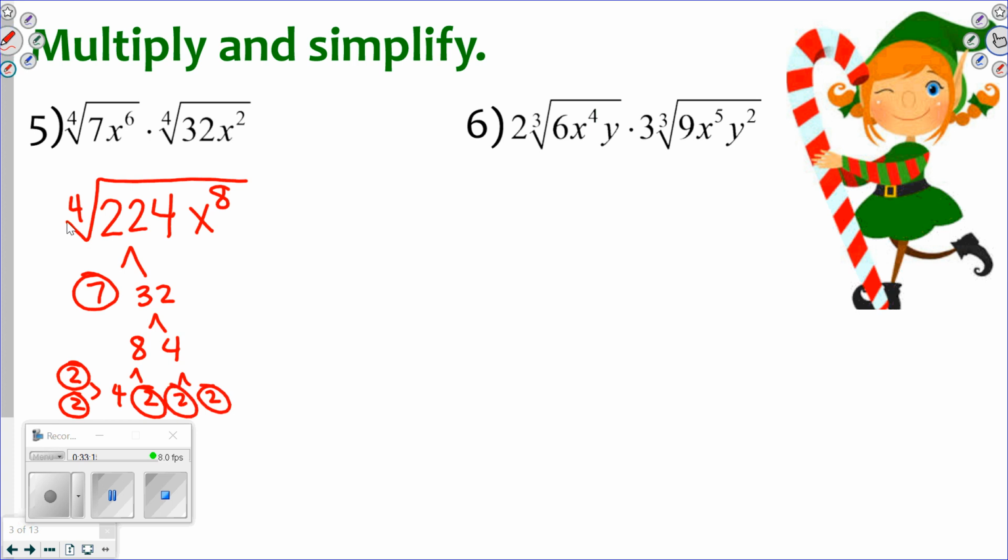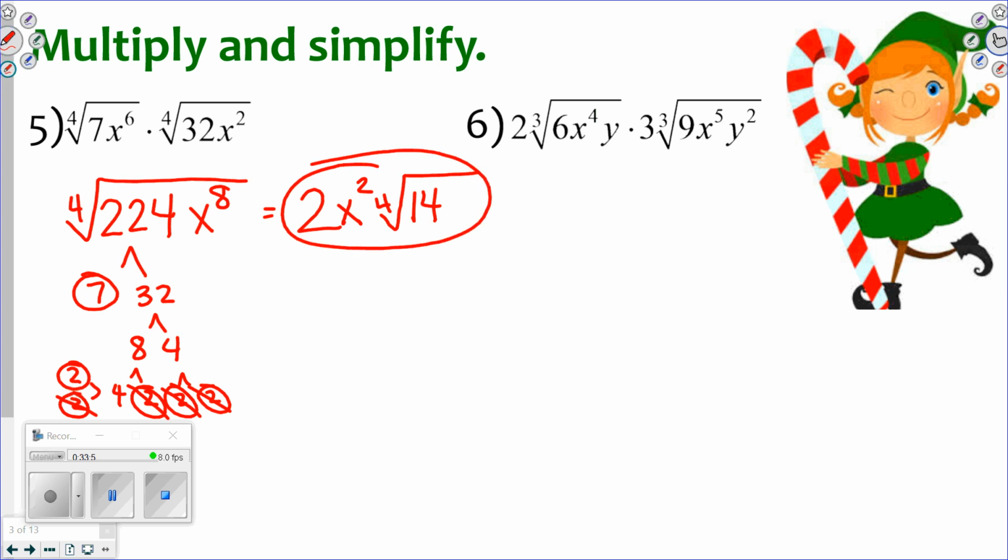How many do I need to come outside? I need 4 because my index is 4. So 1, 2, 3, 4. I have 4 2's, so a 2 comes outside. What stays under? I have a 7 and a 2, so that's 14. Don't forget your little index of a 4, or I take a point off every time it's missing. And then what about my x's? 8 divided by 4, that's just x squared.